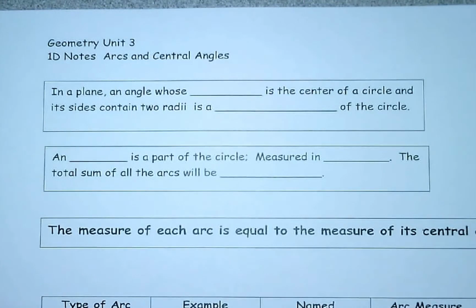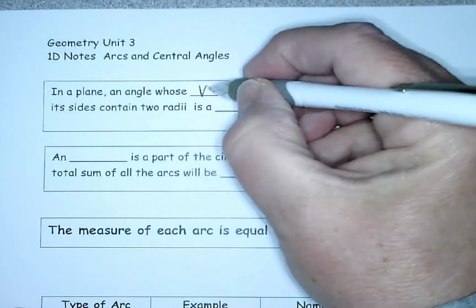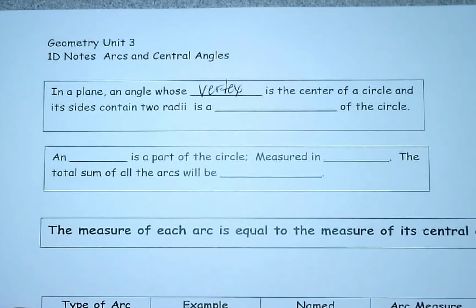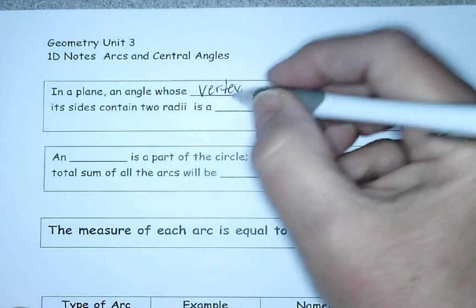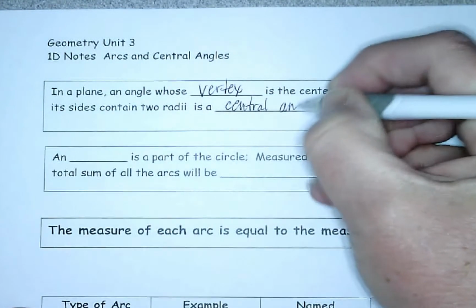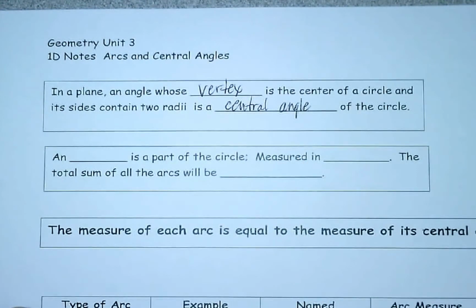Okay, we're going to start on 1D notes, dealing with arcs of a circle and the central angle and their relationship. So in a plane, if we have an angle whose vertex, remember that's the point of the angle, is the center of the circle, and it contains two radii, it is a central angle. Pretty easy to understand. A central angle has its vertex in the center.